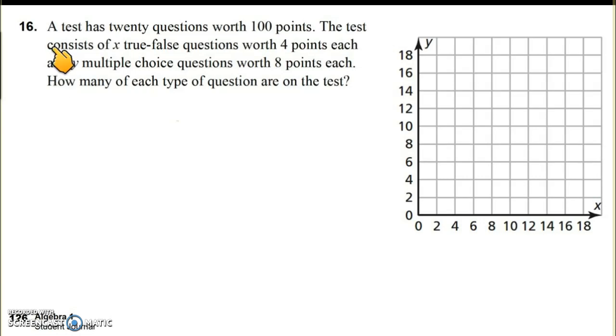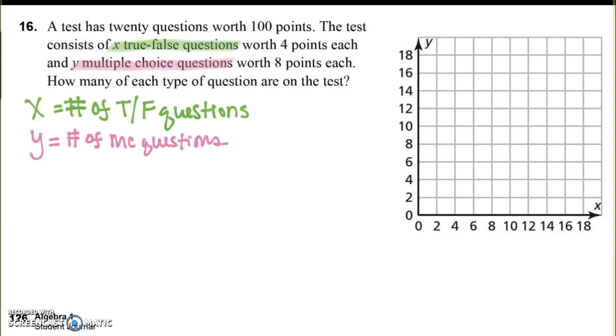So as we read the question, well, I guess I will read it to you. It says a test has 20 questions worth 100 points. The test consists of X true false questions worth 4 points each and Y multiple choice questions worth 8 points each. And the question we would like to answer is how many of each question are on the test. So they tell us what X represents, and X represents the number of true false questions. We're also being told what Y represents, and Y represents the number of multiple choice questions.